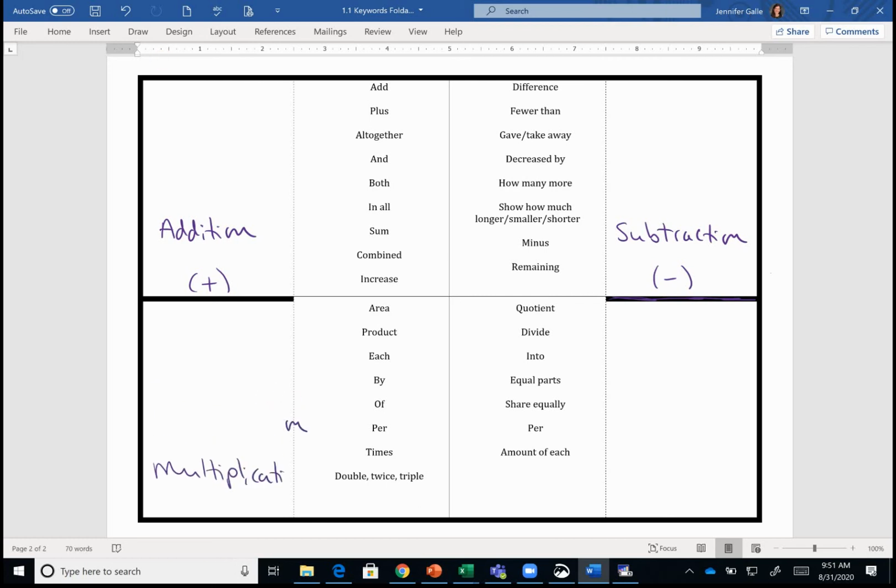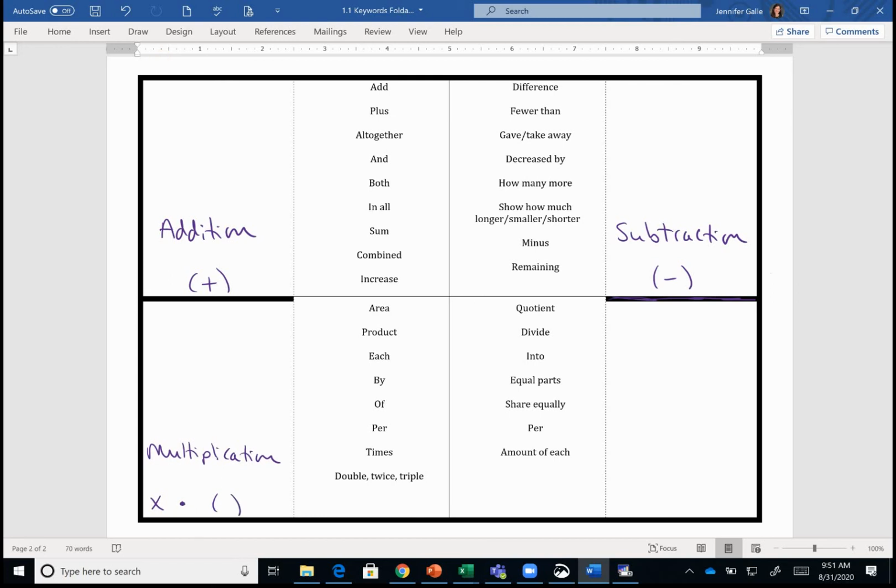Now with multiplication, you might be used to using an x, but we're going to start using variables a lot this year. So the x might get mistaken for the variable x. So you could use a dot to show multiplication. You can also use, we'll see it today, some parentheses.